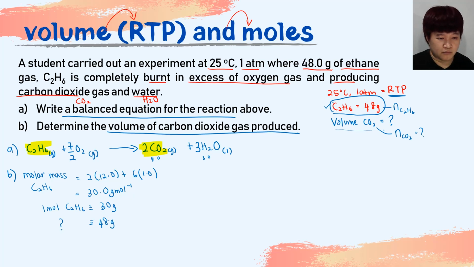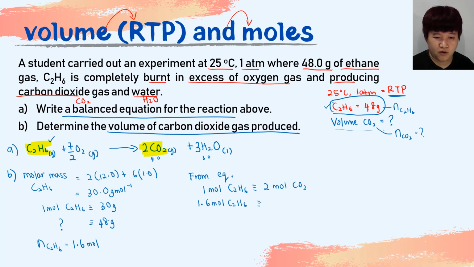How many mole? So number of mole of C2H6 will then be 1.6 mole. And that is the number of mole of C2H6. And from the equation, because now we are looking for the carbon dioxide, we know that 1 mole of C2H6 will be producing 2 mole of carbon dioxide. And we don't have 1 mole, we are having 1.6 mole of ethane gas.